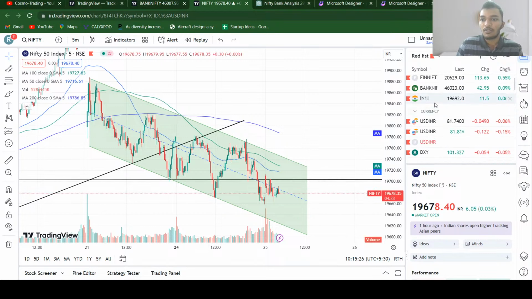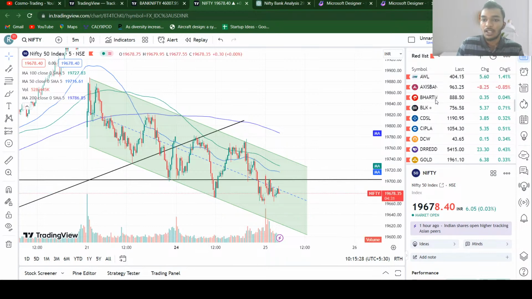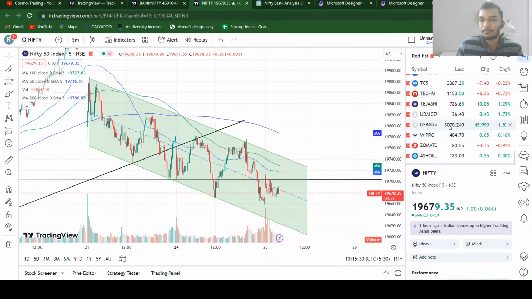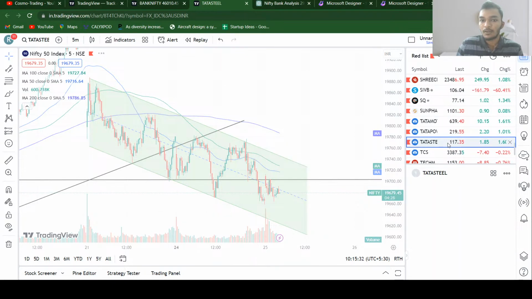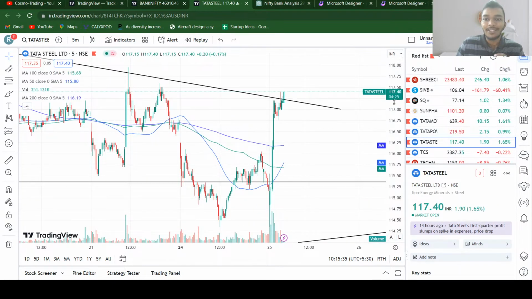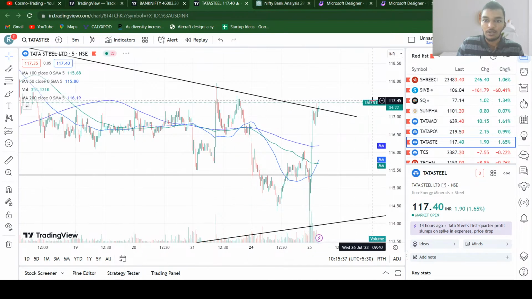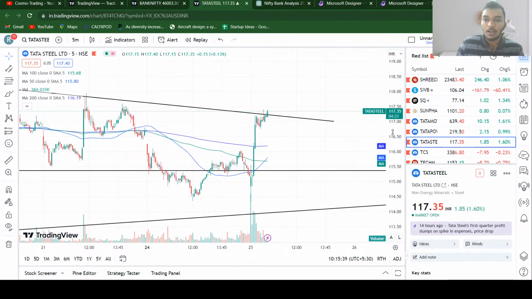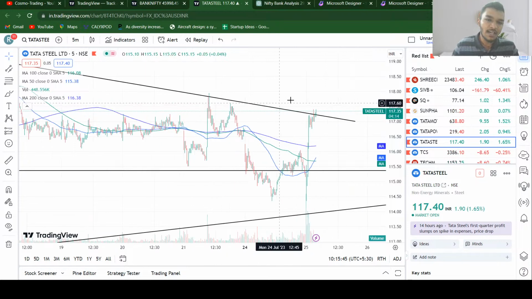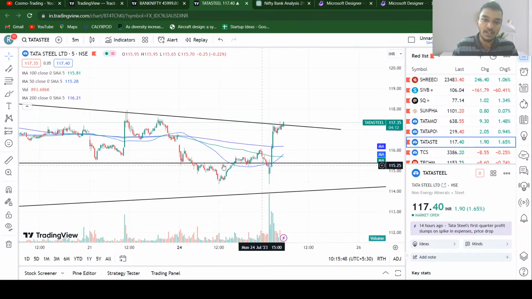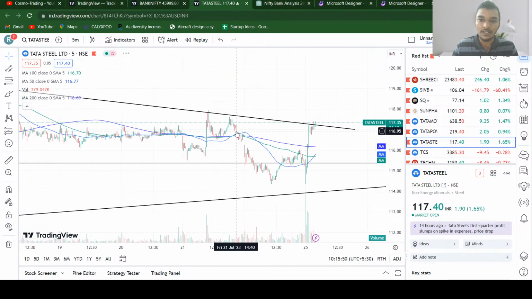But Nifty, according to the situation, is trying to hold up the market. Let's see. I have taken a trade on Tata Steel as well. Tata Steel is right now trying to go up. It's around 117.35, and it looks like it has kind of broken this trend line resistance.